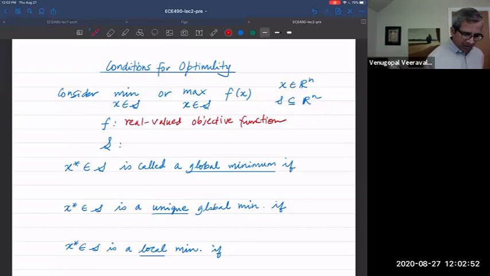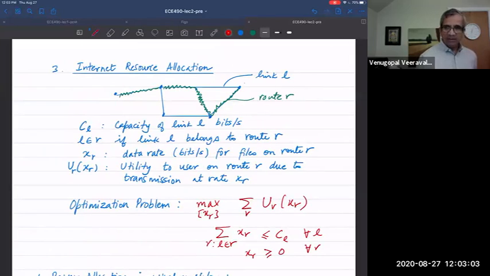And S is called a constraint set. And we saw an example of that on just the previous page. In the example that we saw, this is my function f, which is the sum of the utilities. And the constraint set is defined by these inequalities. So I'm maximizing over the xr's, and the xr's have to satisfy these constraints.